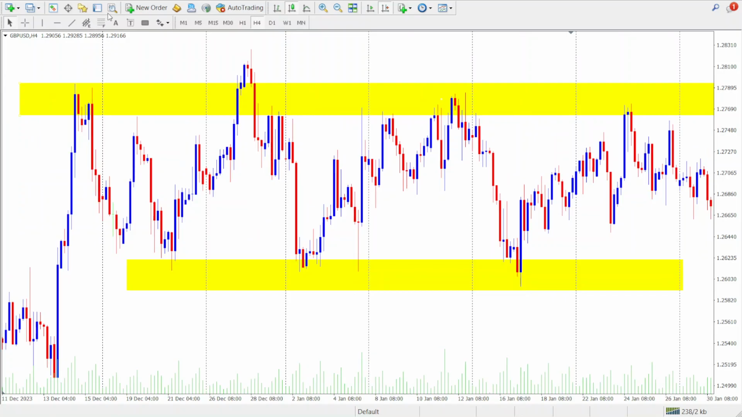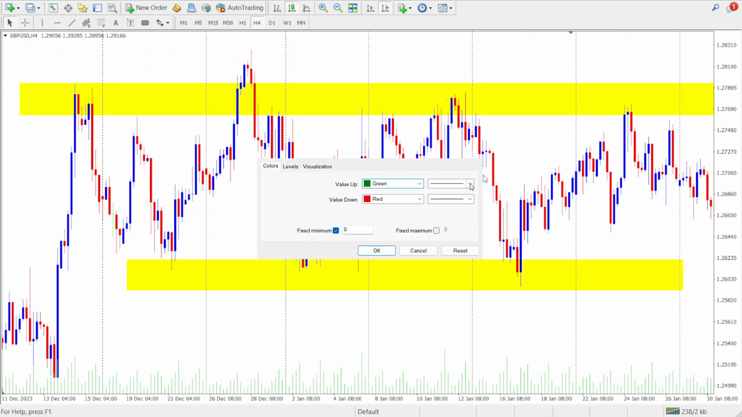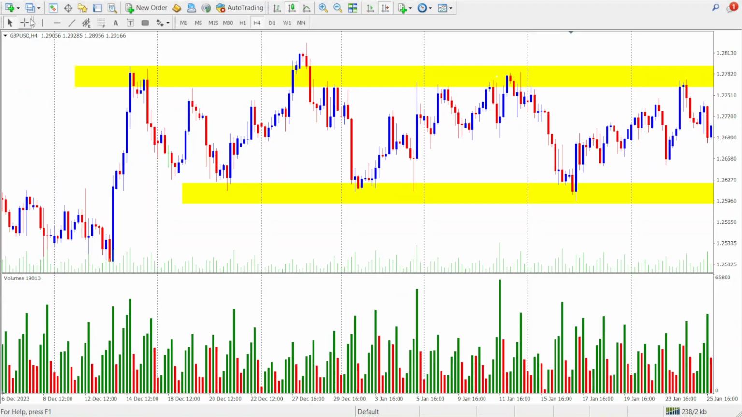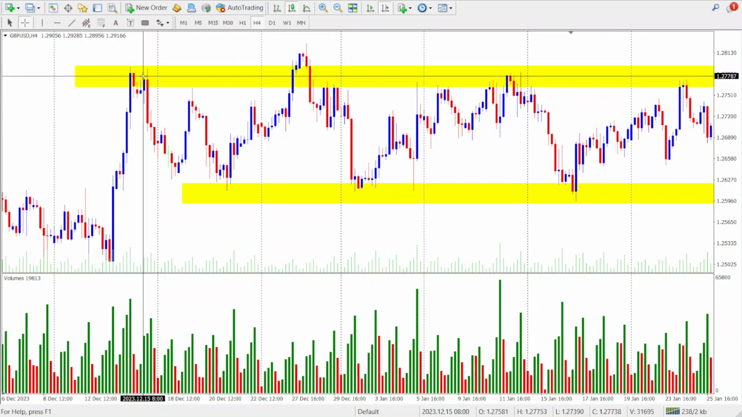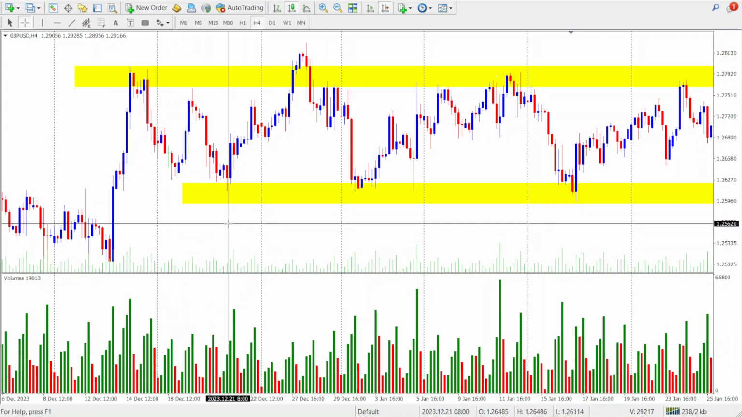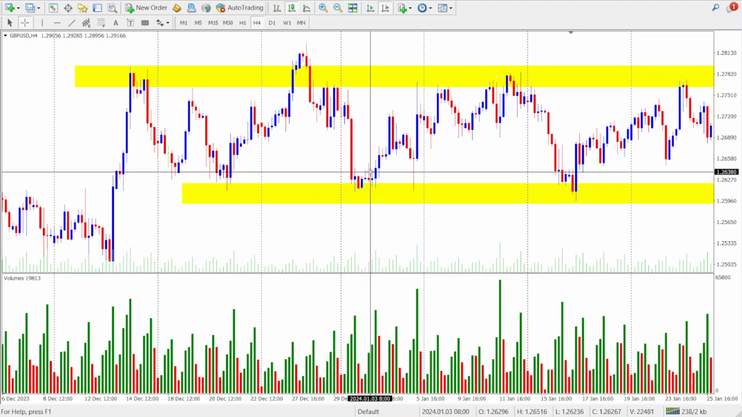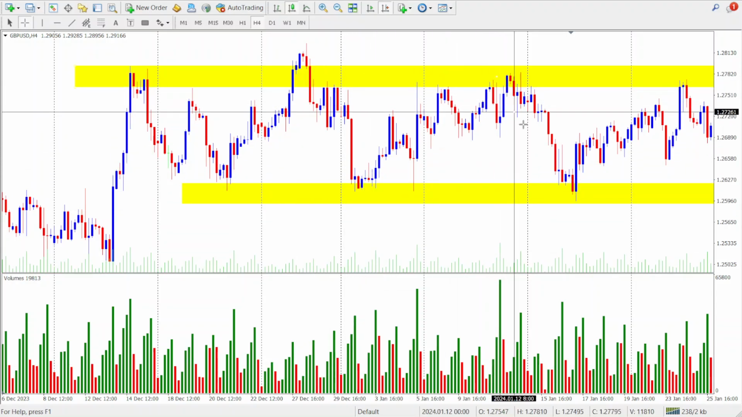Let's just quickly add the volume indicator to the chart and look at how the volume was around these zones. We can see that here we had an increase in volume around this supply zone. We can see again here, and here, and here, there was an increase in volume. So ensure that you always check your volume and momentum.